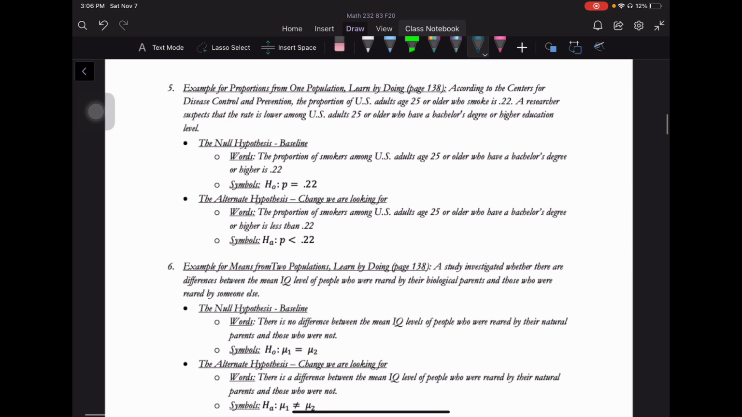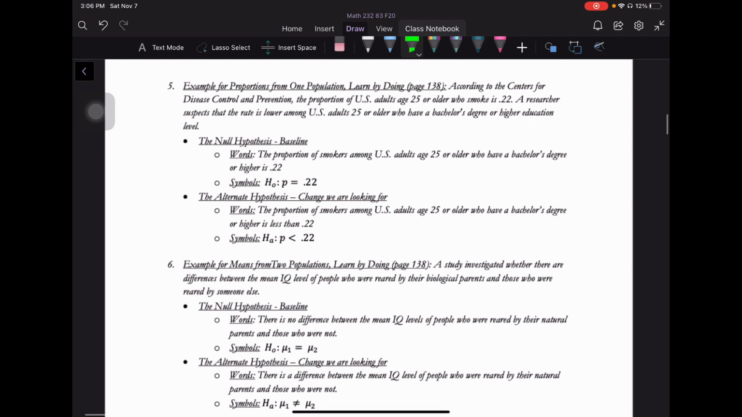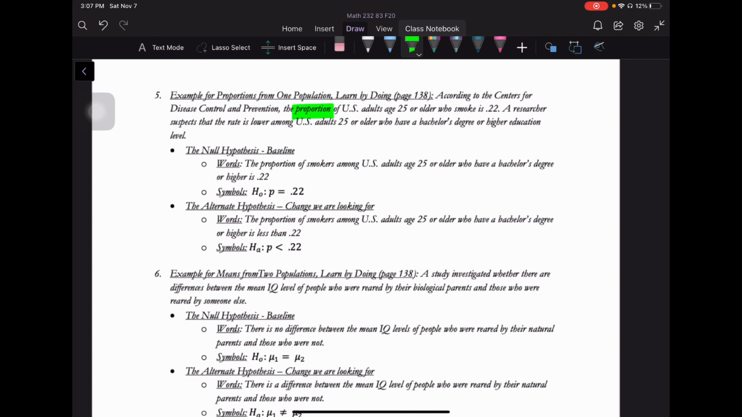Question number 5 here says, we've got the Centers for Disease Control, the proportions. I'm going to highlight the important words. Proportion means P, and we have the value of 0.22. So that's the proportion of adults. That's going to be our population value. They want to know if it's lower among adults who have a bachelor's degree or higher education level. Then for our null hypothesis, we're going to say that P is equal to 0.22 because they give us this value. And then when they're saying less than, we use that for our alternative statement.